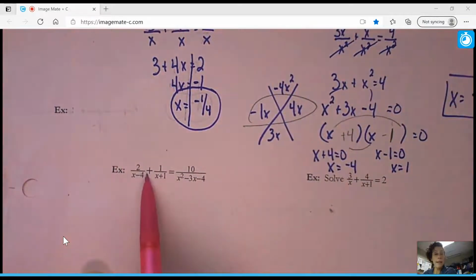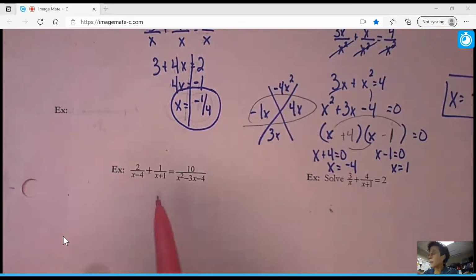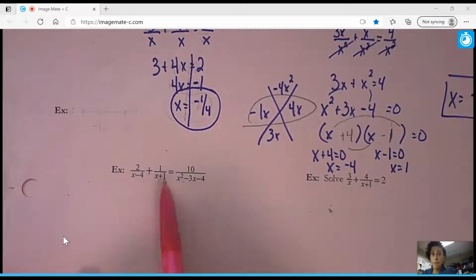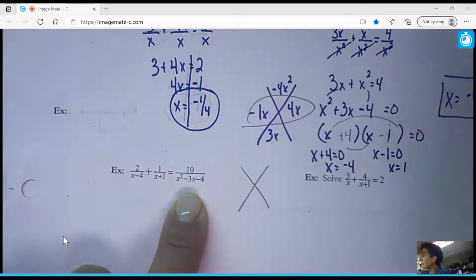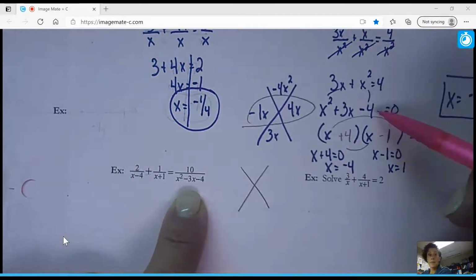So I don't have to add the opposite here between the fractions, we're good. And x minus 4 can't be factored, and x plus 1 cannot be factored, but this can be factored. So I'm going to factor this, and as it turns out, it's very similar to this one.